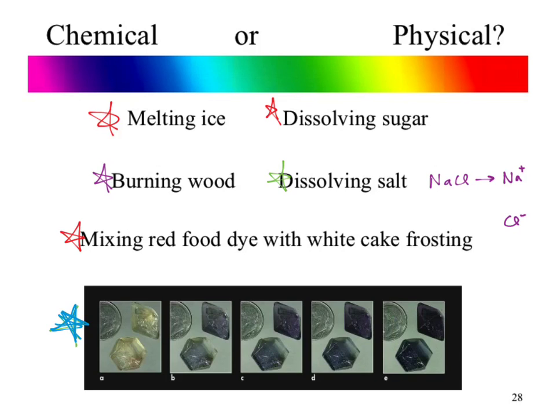So if you see a question on chemical versus physical, they're the black and white examples. They are melting ice. They are dissolving or adding food coloring to cake frosting. They are burning wood. Okay? They are the absolute extremes. Okay?